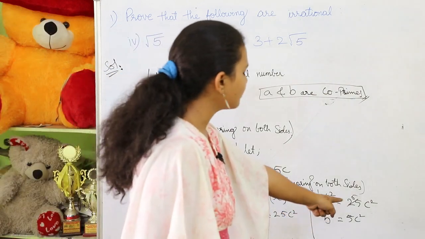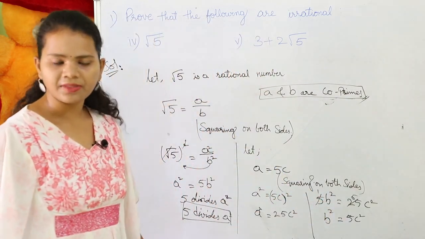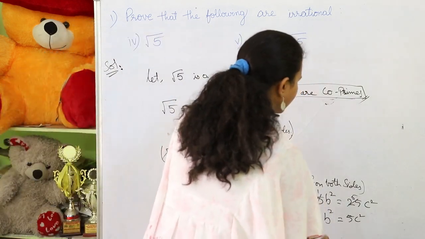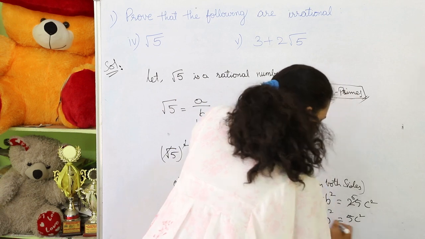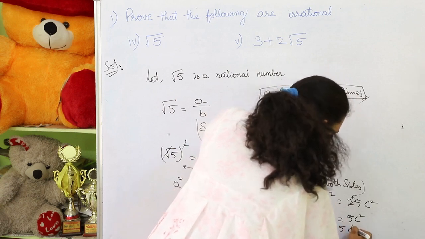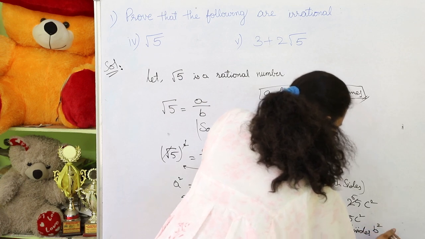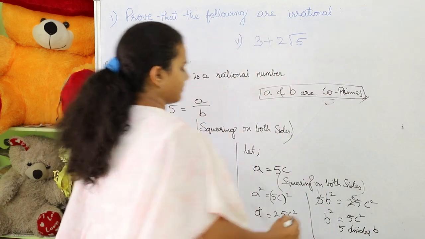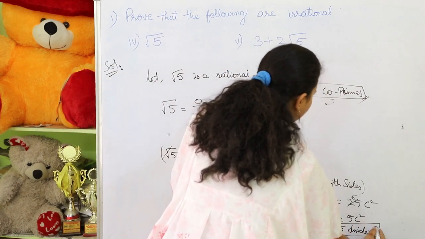Here b square equals 5c square, where 5 and c square are the factors of b square, right? So what do I say? 5 divides b square. If 5 divides b square, what happens? 5 also divides b, right? So 5 divides b. Clear? This will be the second statement.